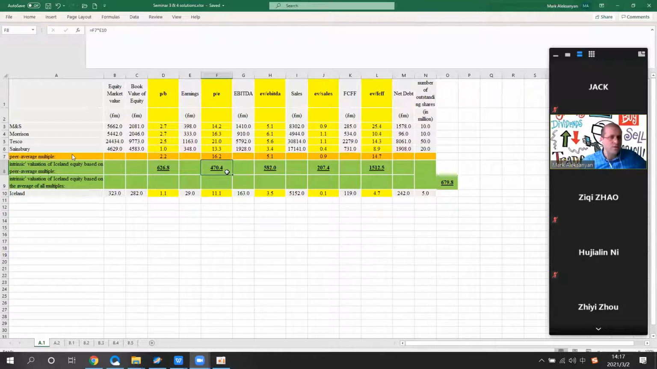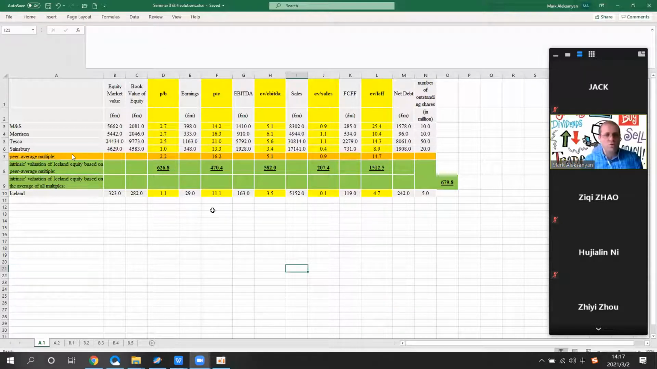So 470 is just your peer average multiple for PE, which is 16.2, times Iceland's earnings, which is 29. Okay, so you see here this formula in Excel again. So that's your PE done, PB done.